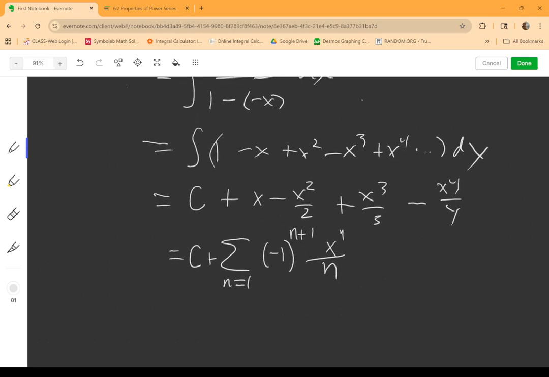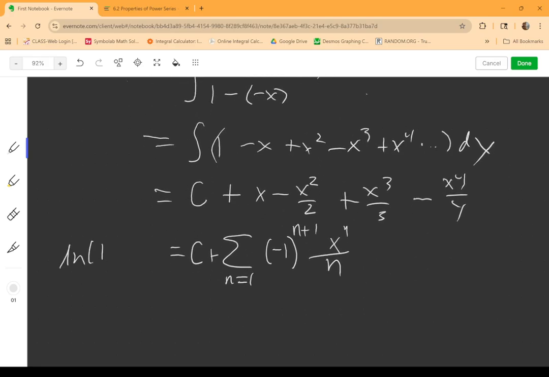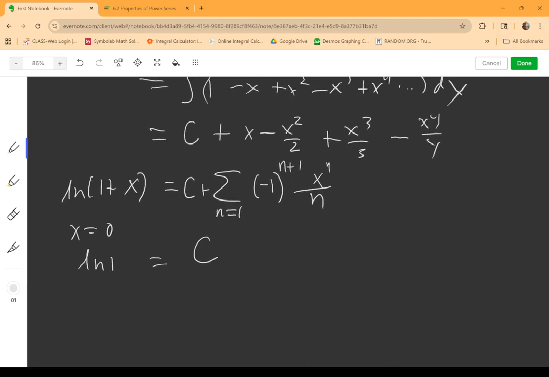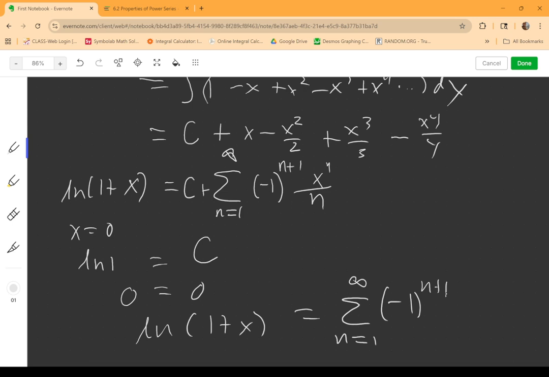Okay, and here I can actually solve for that c. If I let x equal to 0, we get ln of 1, and notice that all these terms go to 0 in the series, right? If x is 0, this whole thing goes to 0, and we're left with c, and ln of 1 is 0. So we get 0 is equal to c. So we have our power series to be the sum of -1 to the n plus 1 times x to the n over n.